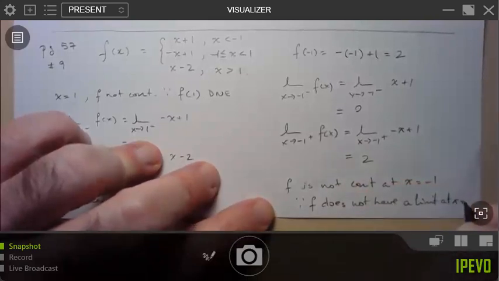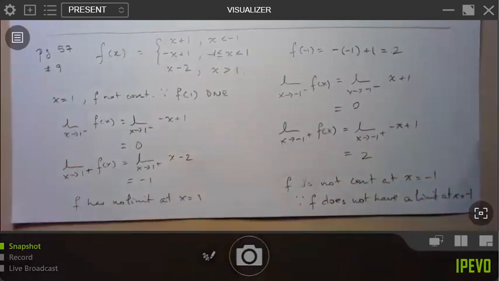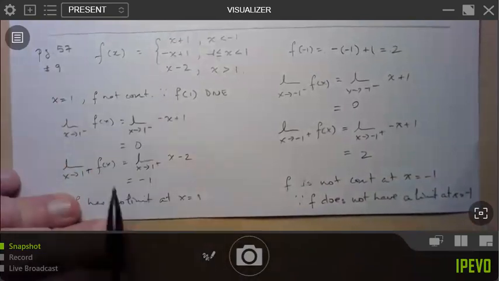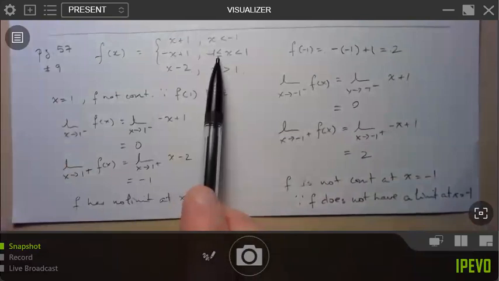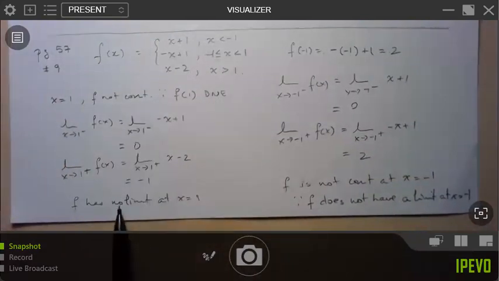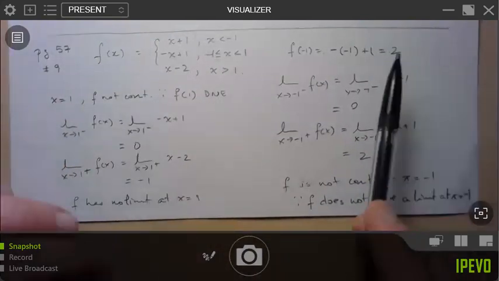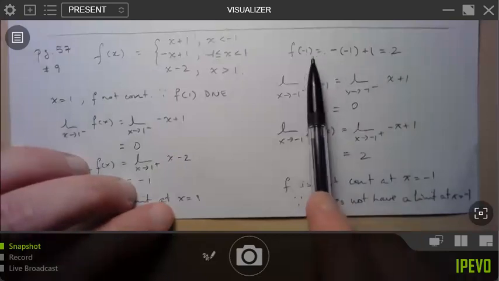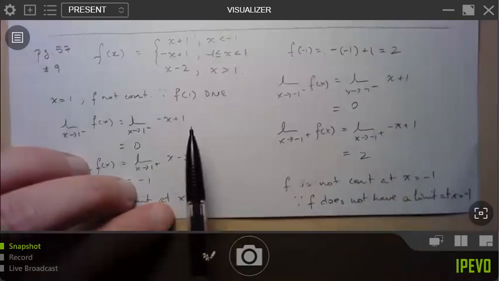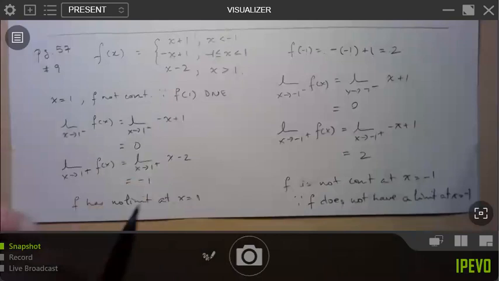At x equals -1. Okay. So here, they didn't really say explain, but I thought this was a good opportunity to practice to make sure we understand why it's not happening. So here, it's not continuous because the function's not defined there, but it does have a limit. Here, this function is defined at -1, but doesn't have a limit there. Hence, it can't be continuous.